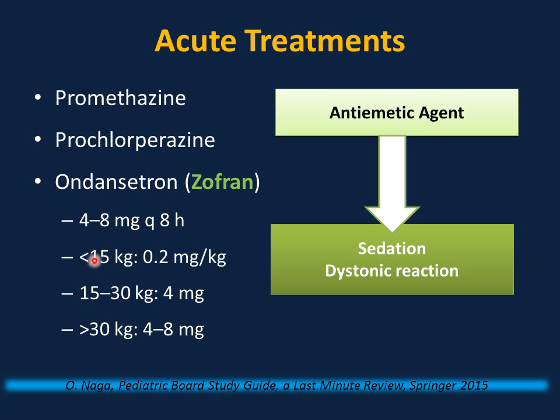For a very young child less than 15 kilos, the dose is 0.2 milligram per kilo per dose every 8 hours as needed. If the weight is between 15 and 30 kilos, the dose is 4 milligrams. If it's more than 30 kilos, the dose is 4 to 8 milligrams every 8 hours as needed.